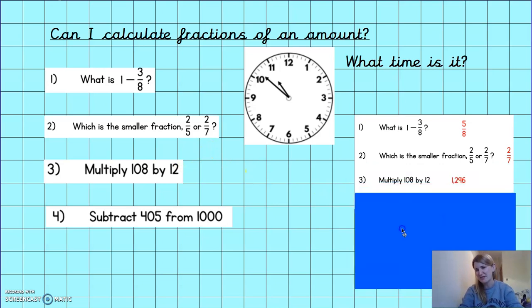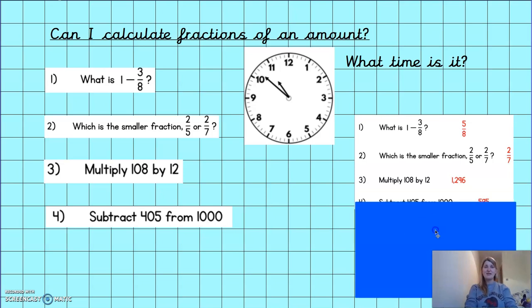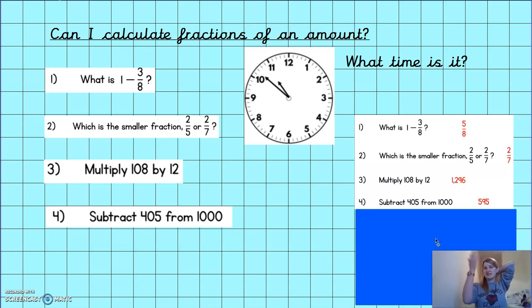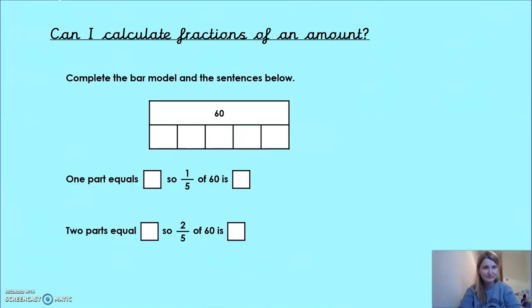108 by 12, I'd have probably used our column method and got 1,296. And then if you do that takeaway, again, I would have probably done 1,000 take away 400 to get 600, then taken away 5 rather than having to write it all out and do lots of carrying. In terms of the time, I would say that it is 8 minutes to 11, or you could also write that as 10:52. All right, you might want to double check that. If you think you got a different answer, let me know.